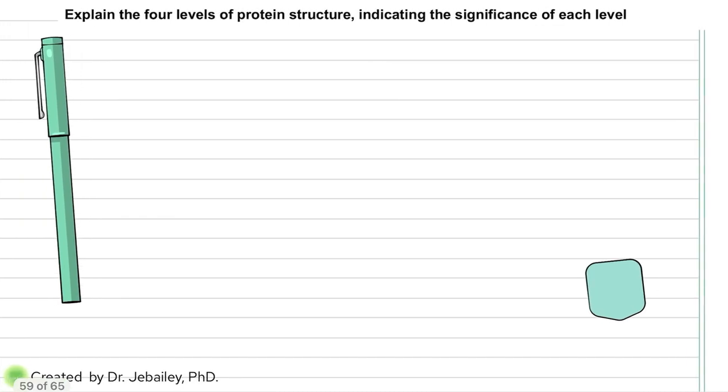Now, here it says explain the 4 levels of protein structure, indicating the significance of each level. Now we have the primary level, the secondary, the tertiary, and the quaternary.